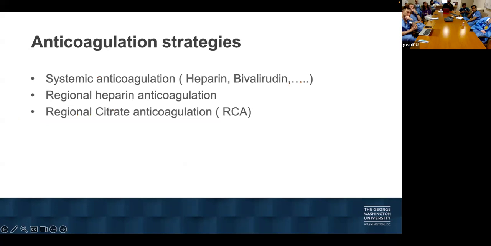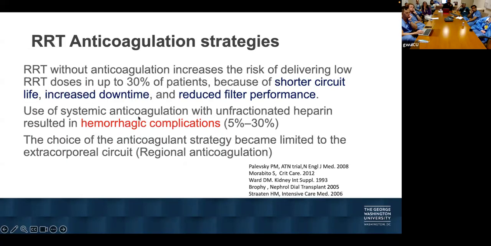So for anticoagulation strategies, we either have systemic anticoagulation, which we do in a lot of patients if they're already on it, like in the ICU. There's the regional heparin and the regional citrate anticoagulation. With renal replacement therapy without actual anticoagulation, you end up delivering a lower dose in about 30% of the patients because of the short circuit life, increased downtime, and reduced filter performance. And those patients will also have higher blood transfusions if you compare citrate versus no citrate CRRT. Systemic anticoagulation comes with hemorrhagic complications in 5 to 30%.